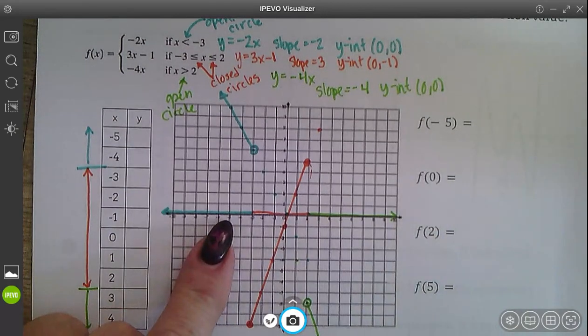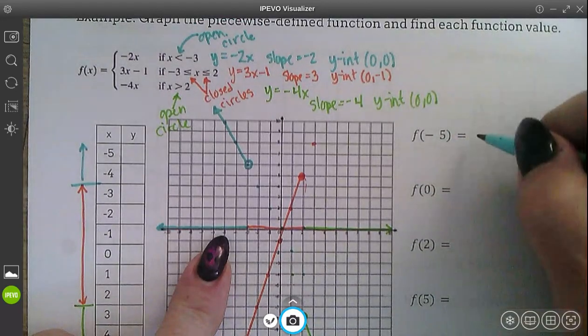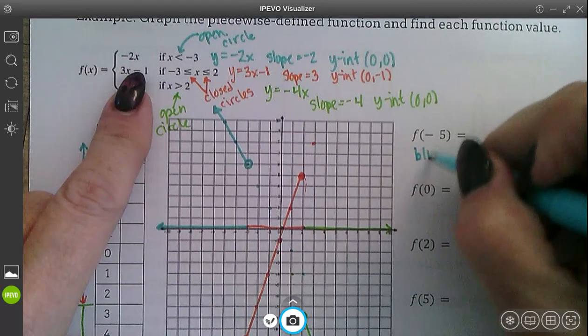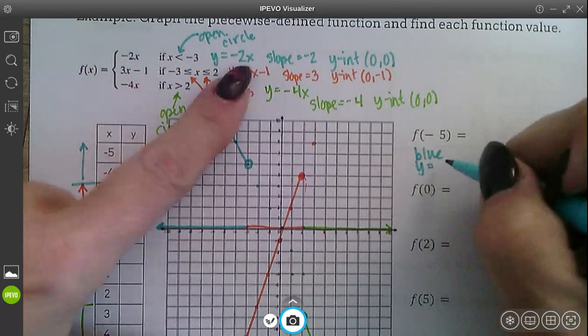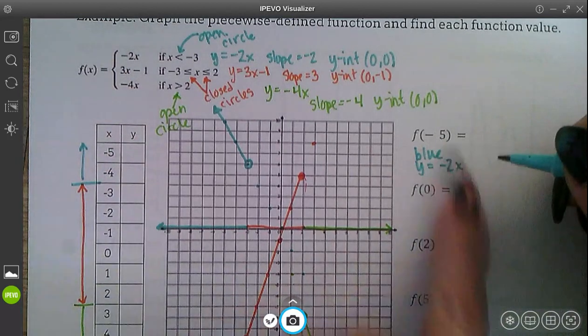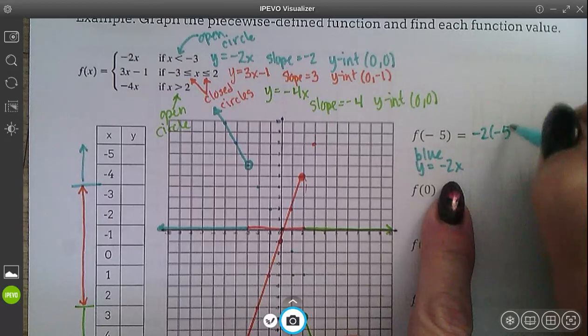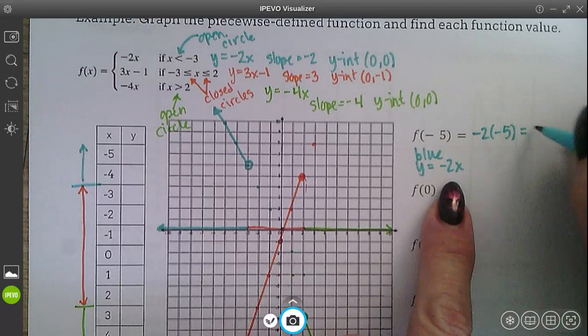X equals negative 5 is right here, which is in the blue zone. So I'm going to be following the rule y equals negative 2x. So that's where I'm going to substitute negative 5 into. So f of negative 5 will be negative 2 times negative 5, which is 10.